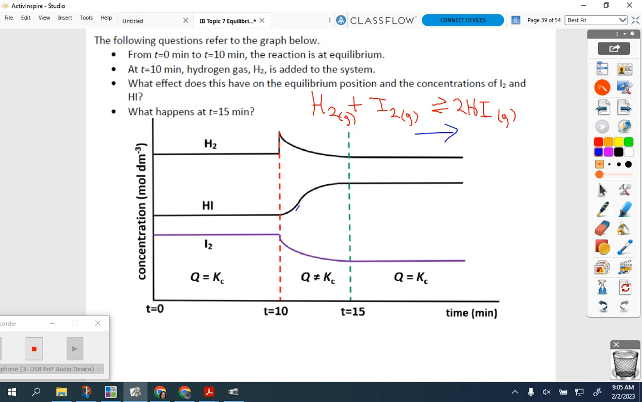Okay, so again, I'm going to give you some more examples of graphs like this so that you can be thinking about, okay, what graph would show a change in pressure? What graph would show a change in temperature? You know, things like that. So you'll have a chance to practice looking at these graphs.